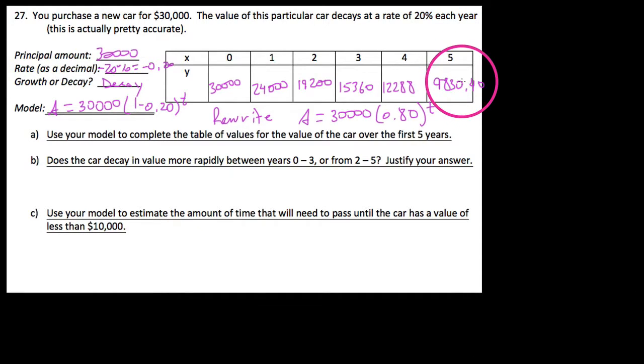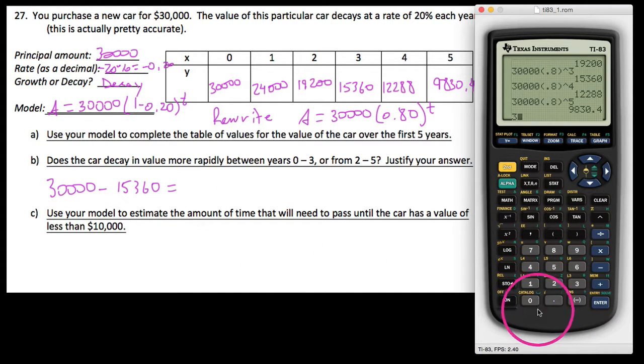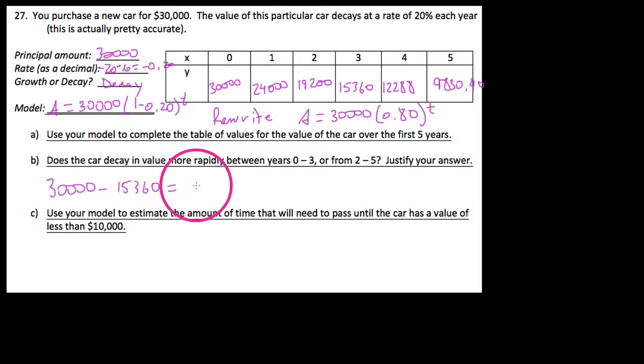And so the idea here is, does the car decay in value more rapidly between 0 to 3 years or 2 to 5 years? The idea would be, if we were to look at the range of values between the 0th year and the 3rd year, which were these right here, we would get a difference of about, let's see, 30,000 minus 15,360, we would get exactly 14,640. And so this is in dollars, 14,640. That's how much money we lost on the car in value over the first 3 years.